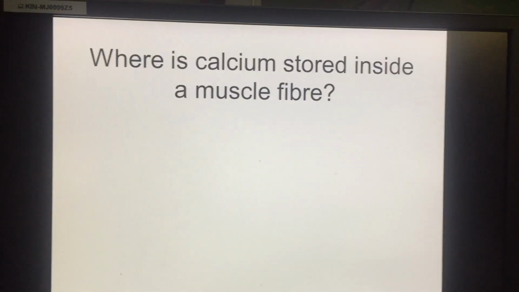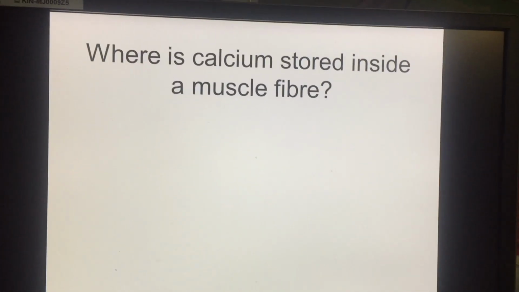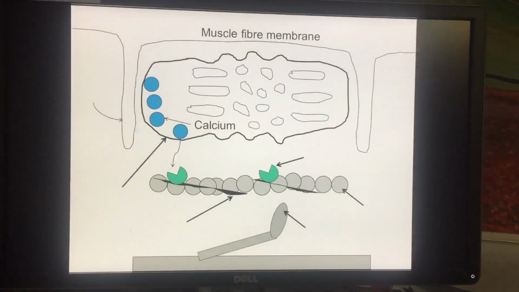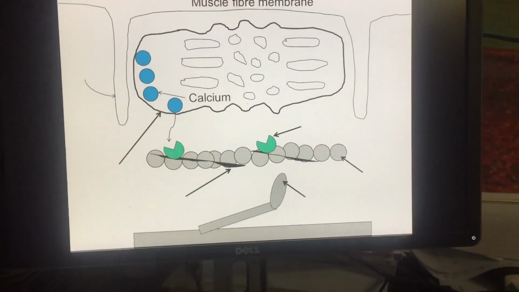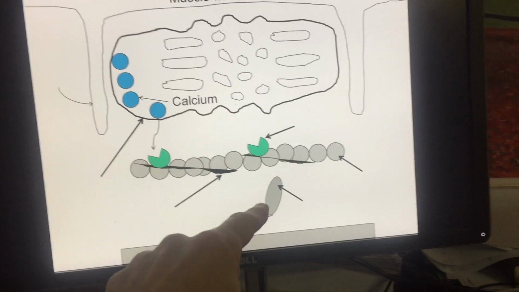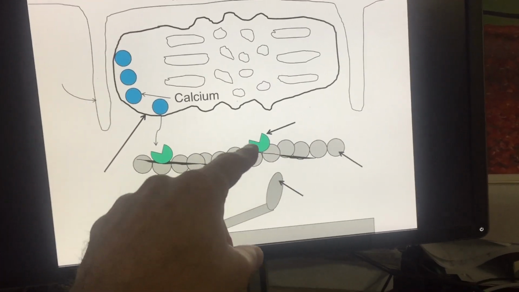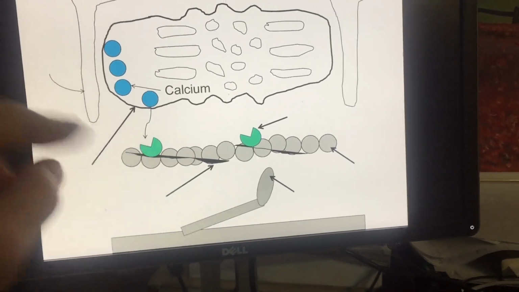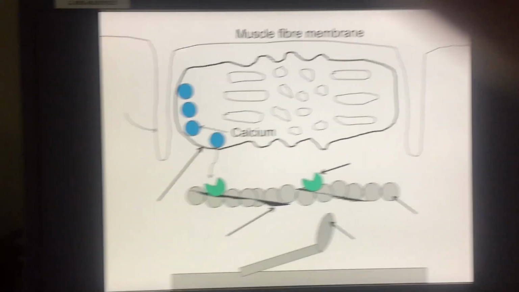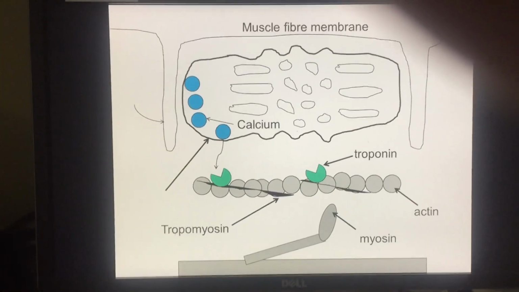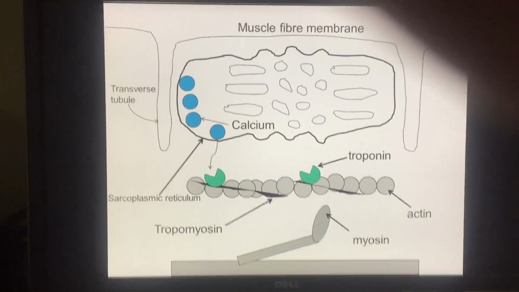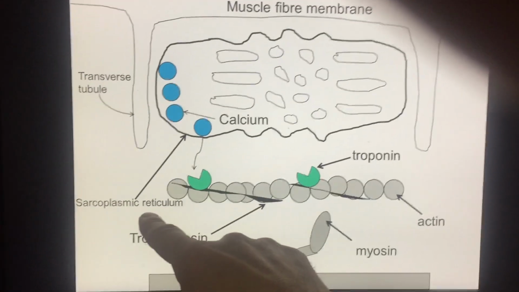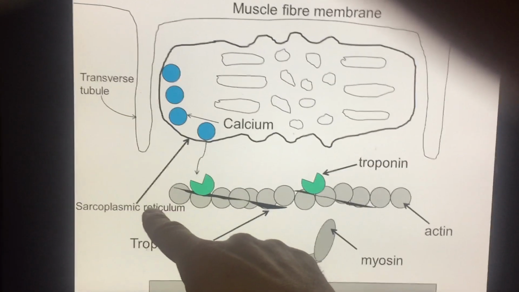So the next question I have here is, where is calcium stored inside the muscle fiber? I've got a more detailed picture here that includes your myosin down here, your actin. I've got your tropomyosin, your troponin. You can see calcium coming in here to bind to the troponin. I'm going to put some labels on here. Calcium is stored inside this organelle called the sarcoplasmic reticulum within muscle fibers.